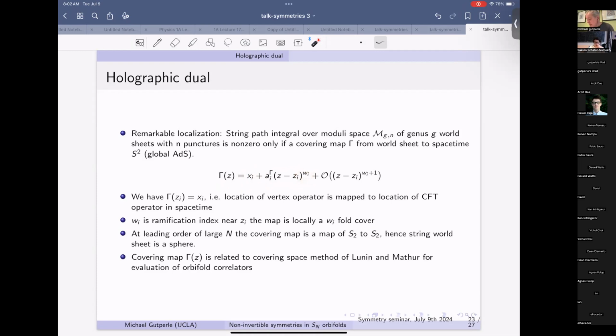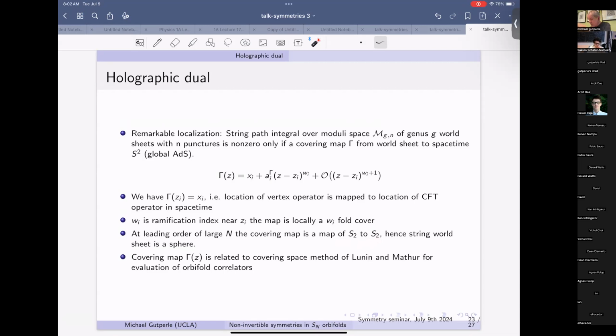we are in the Wi twisted sector. You have a ramification, or a Wi-fold cover, and so at leading order in large N, there is a relation between the string coupling constant and 1 over N, so that we will have a map of S2 to S2. So a spherical worldsheet maps to S2.